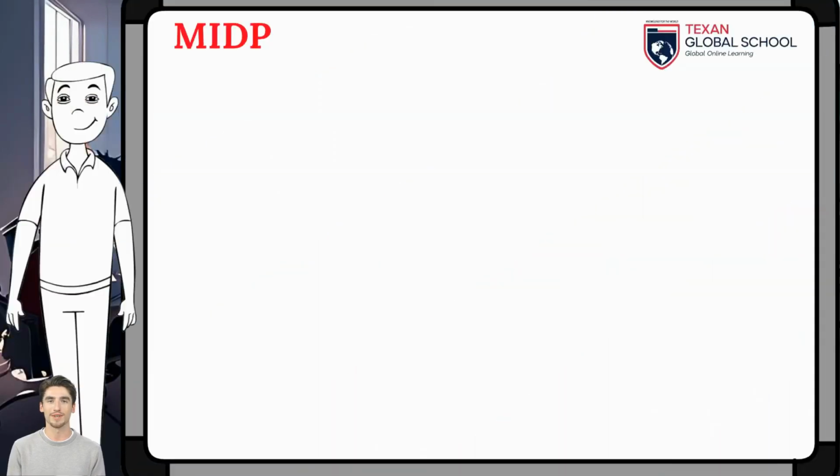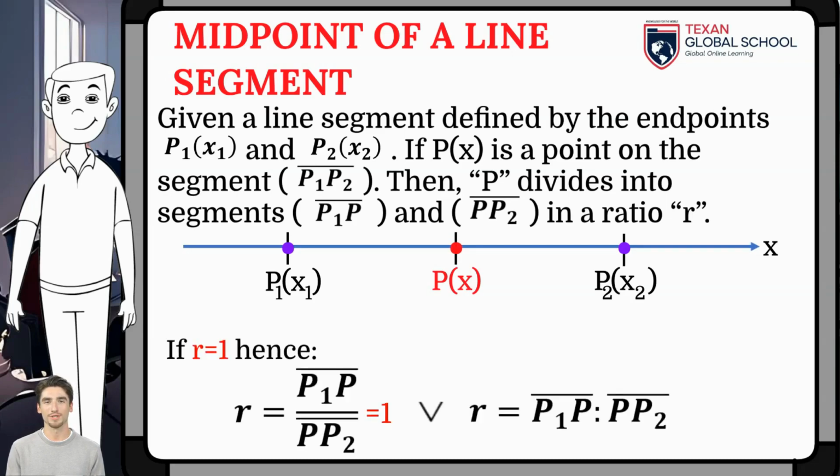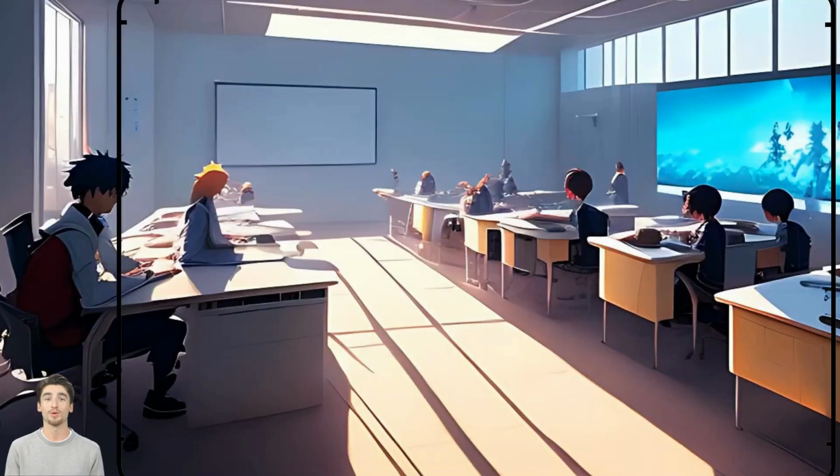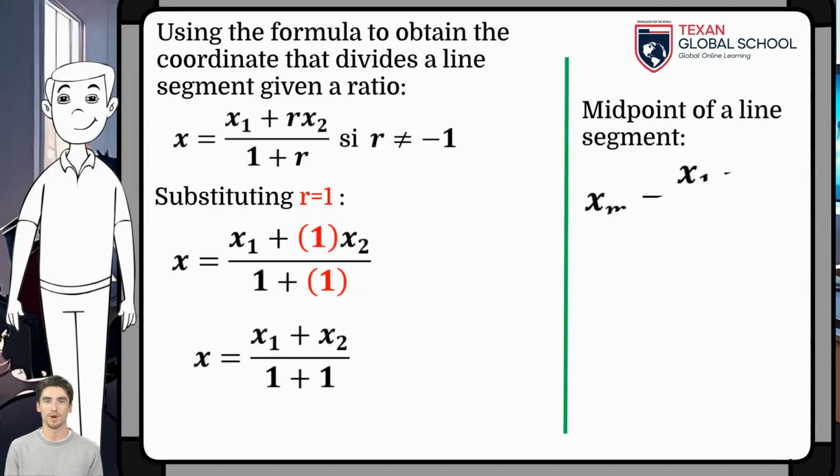Starting from a straight line segment, bounded by 2 points, P1 and P subscript 2, we will deduce the formula to obtain the midpoint of a line segment. If P is any point on the given segment, 2 segments are generated, P P1 and P P subscript 2. If the ratio R is equal to 1, then the point that separates the segment divides it into 2 equal parts. Using the formula to obtain the coordinate of the point of a segment given a ratio, substitute the ratio R equal to 1, thus obtaining the formula to calculate the midpoint of a line segment.